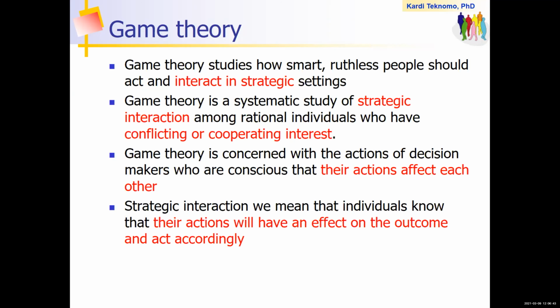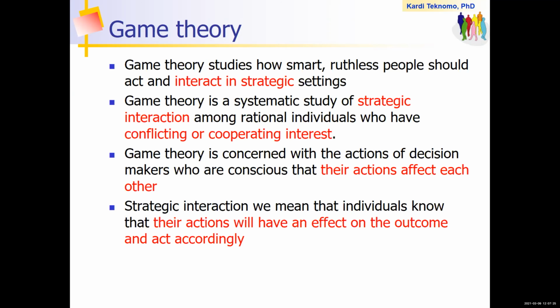So game theory studies how smart, how ruthless people should act and interact in a strategic setting. Game theory is a systematic study of strategic interaction among rational individuals who have conflicting or cooperating interests. So remember, when we say game theory, you think about strategic decisions, strategic interaction. The assumption here is everybody is rational.